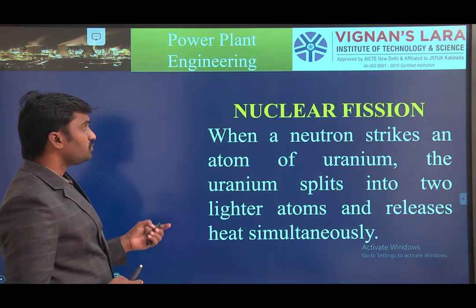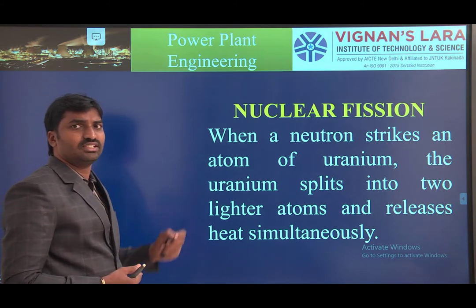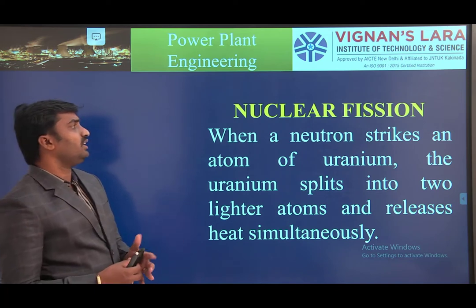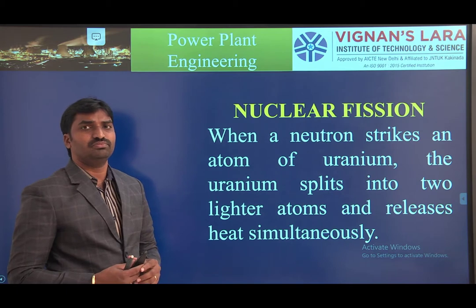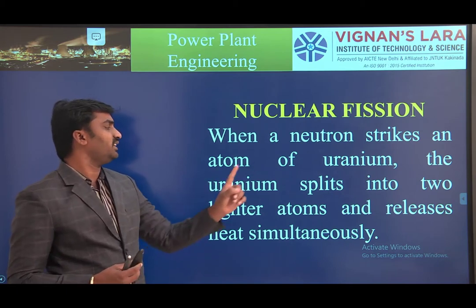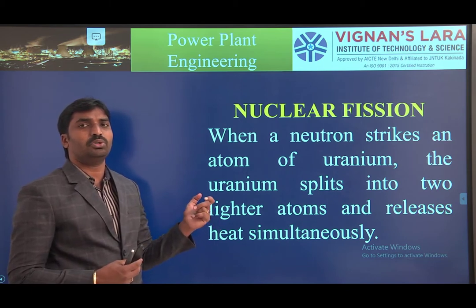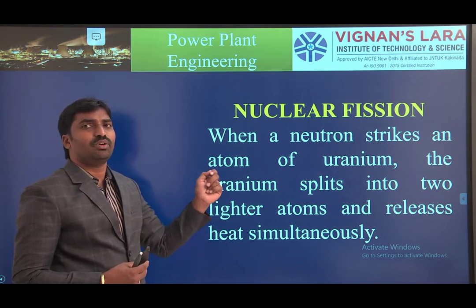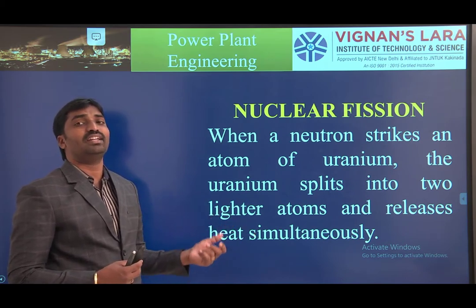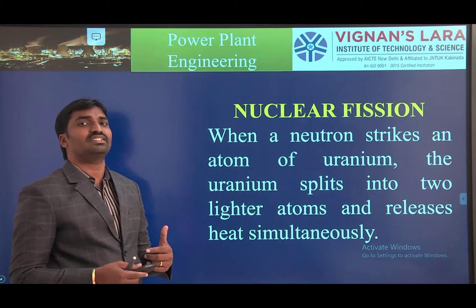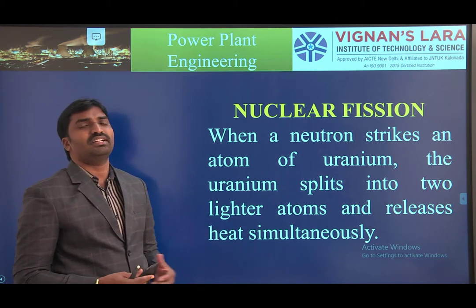What is meant by nuclear fission? When a neutron strikes an atom of uranium, the uranium splits into 2 lighter atoms. As seen previously, uranium-235 struck with one neutron is divided into barium and krypton, 2 lighter atoms, and similarly it releases 3 neutrons and heat simultaneously.